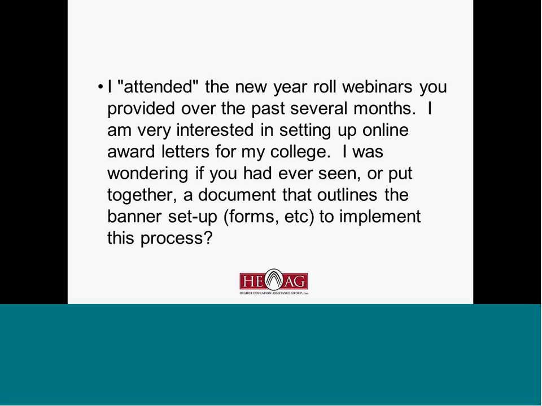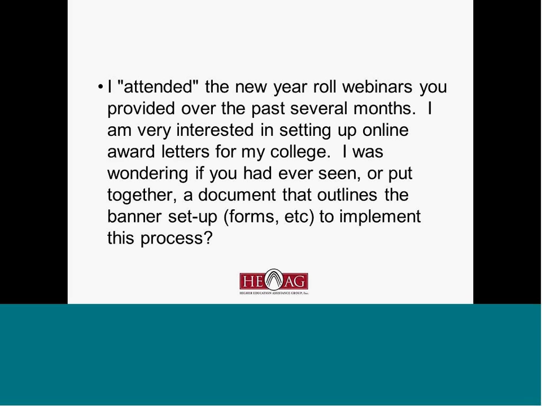The second question we got was that this person attended the New Year Roll webinar and over the past several months has been setting up the online award letter for their college, and was curious about how to put this together, documentation, and setup for this particular issue. During Banner 7, they implemented the online award letter, which gives you tons of different features that you can see on the form ROAINST, R-O-A-I-N-S-T. You can deliver a variety of different information using web text. You can use terms and conditions. Total authorizations can be collected online. So it depends on how detailed you want your award feature to be for students to complete that information.